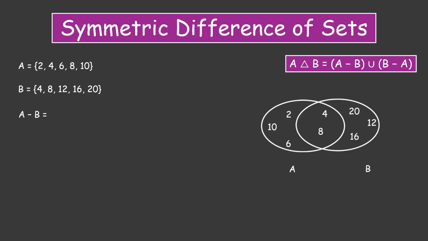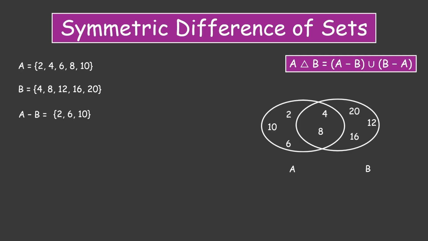Now, difference of A and B, that is the elements which are in A but not in B. So, A has 2, 4, 6, 8, 10. And out of these, which are the elements which are not in B? 4 and 8 are in B. So, we are left with 2, 6, and 10. That is this part, right? So, 2, 6, and 10.